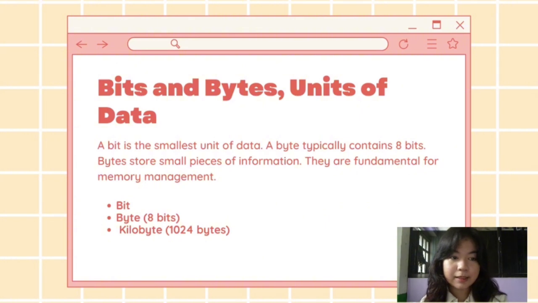Bits and bytes. A bit is the smallest unit of data. A byte typically contains 8 bits. Bytes store small pieces of information. They are fundamental for memory management. So the bit is the smallest unit of data, while a byte contains 8 bits and a kilobyte contains 1024 bytes.